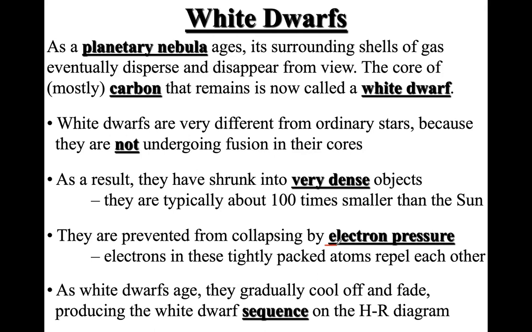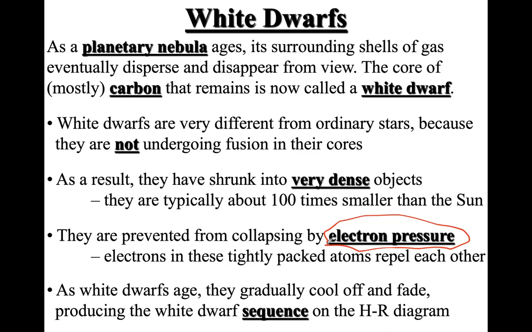Now that collapsing of this object will be stopped by something called electron pressure, right? This is also called electron degenerate pressure. How this happens is when electrons are tightly packed together, the electrons repel each other, right? Now this repulsion of electrons will create a pressure which we call electron degenerate pressure. The gravitational contraction of a white dwarf will be balanced by this electron degenerate pressure, so that the white dwarf will at the end be a stable star, right?